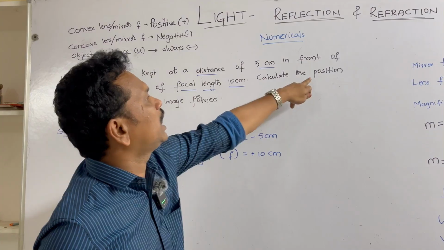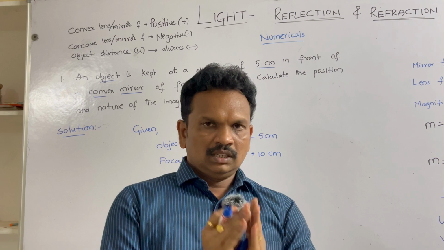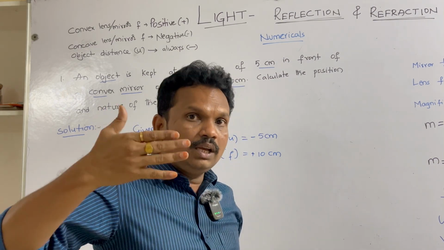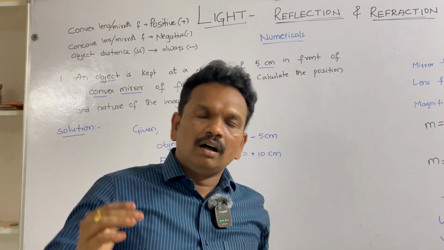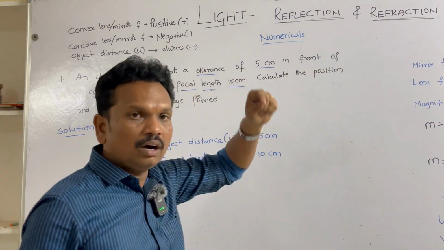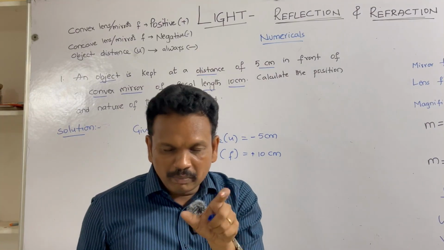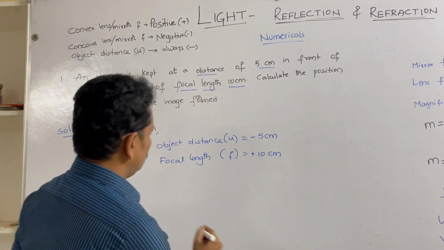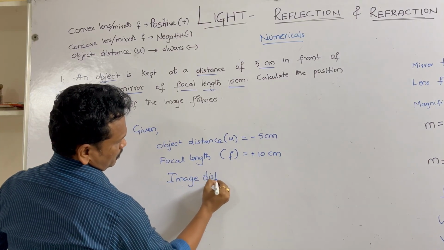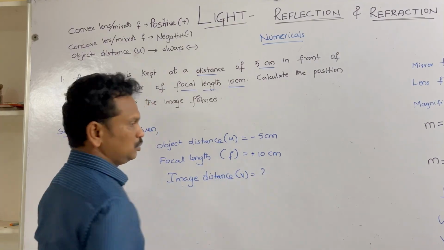Then what do we need to find? Calculate the position. Position means image distance. We need to find the position, or where we need to keep the screen to get a sharp image. Sharp image means clear image. Now, image distance v is equal to question mark.